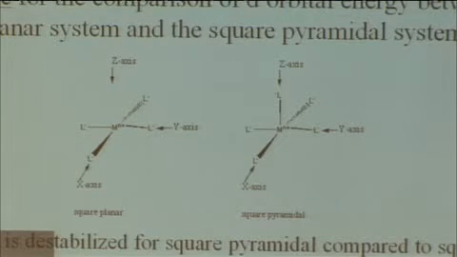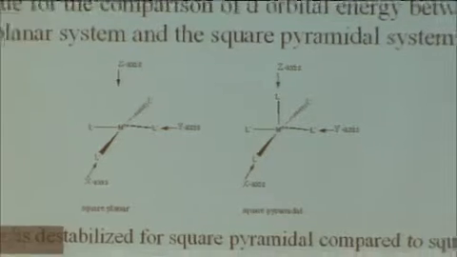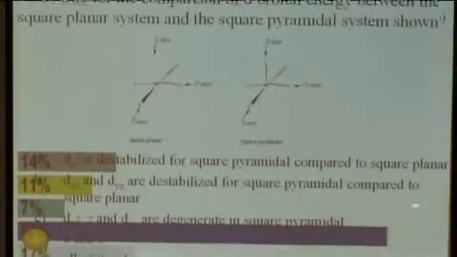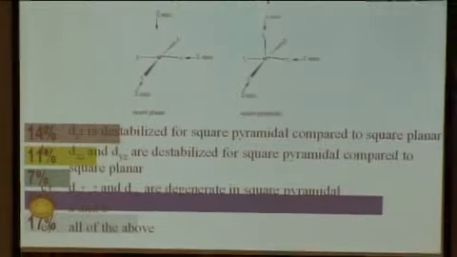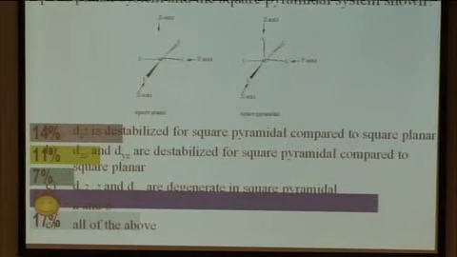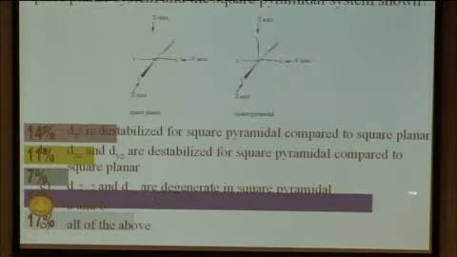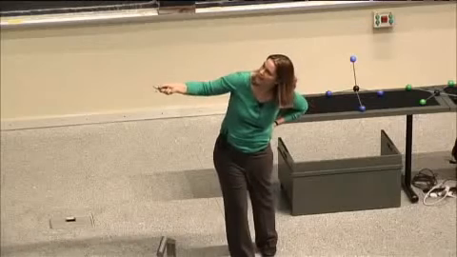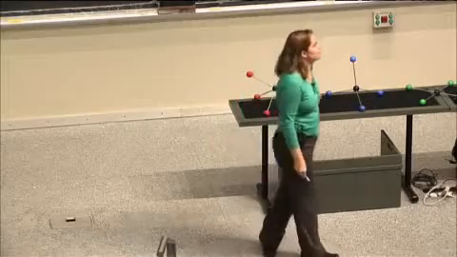And other orbitals that have a component along z are going to be affected a little bit by that. But our other option here is not going to be true. So we just have "all of the above" is not correct. So we have this one. If we add up those, that's actually a pretty good score.